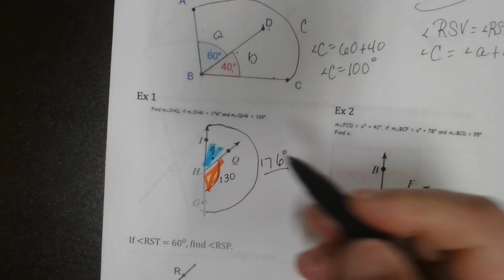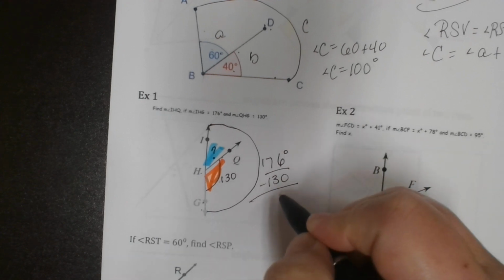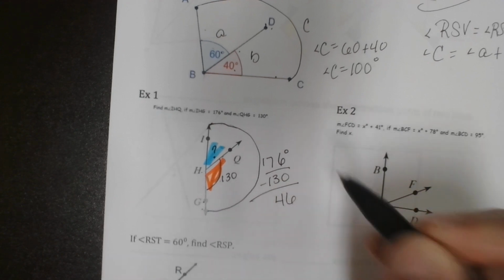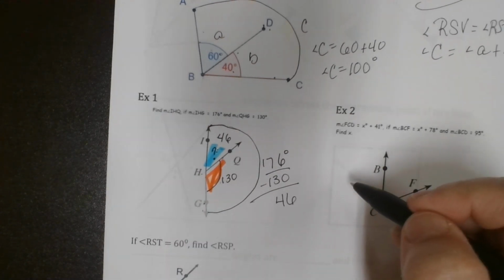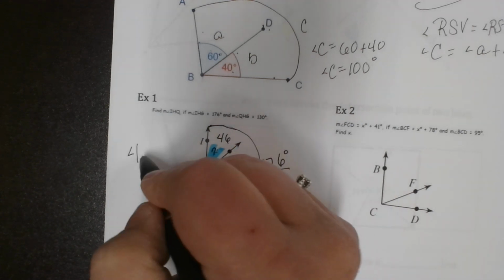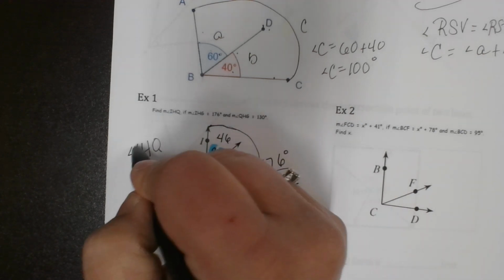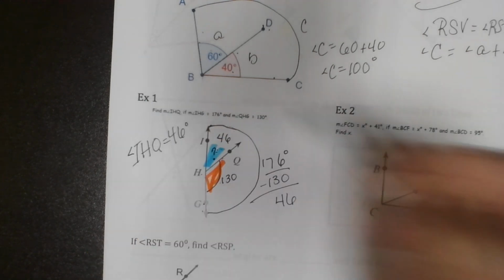Well, I know the orange piece, so I can subtract it. And that leaves me 46 for the blue piece. And that's all it's asking me to do. So angle IHQ is equal to 46 degrees.